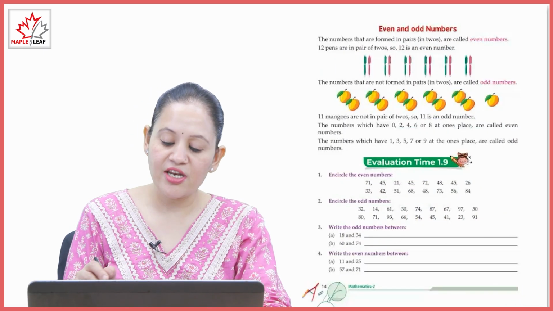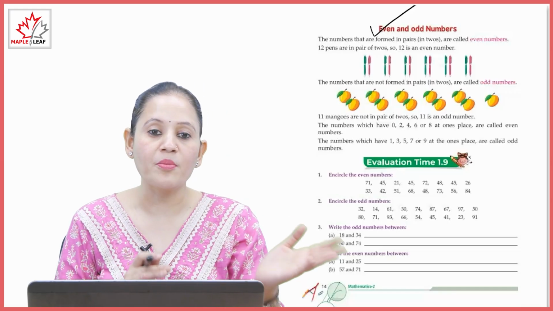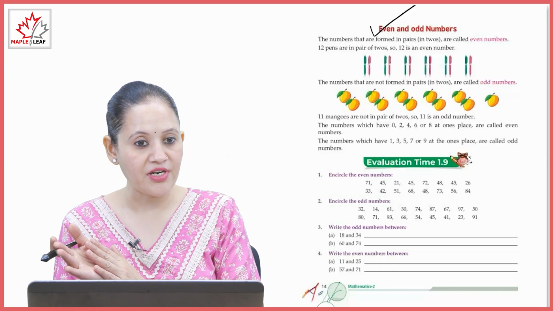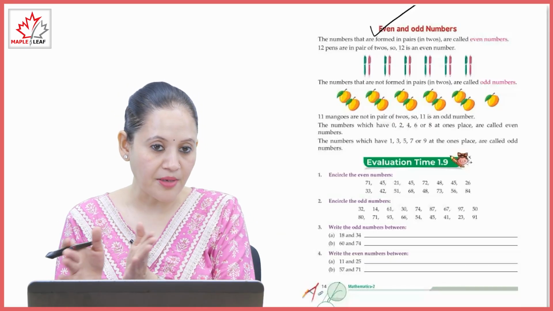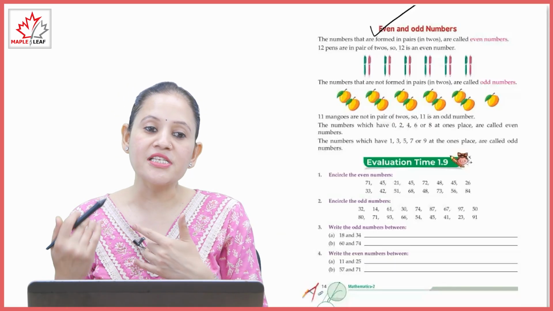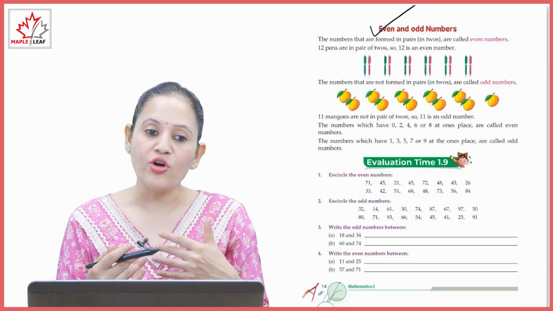Next is even and odd numbers. The numbers that are formed in pairs, which we can arrange in pairs, are called even numbers. Like 12 pens, so we can make pairs of 2, 2. So 12 is an even number.